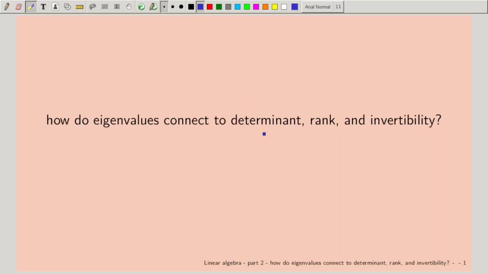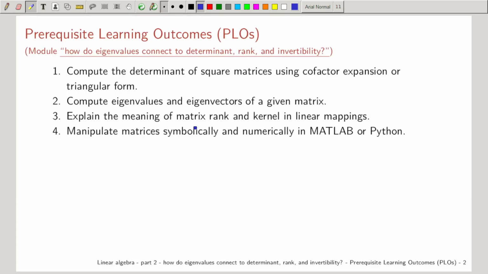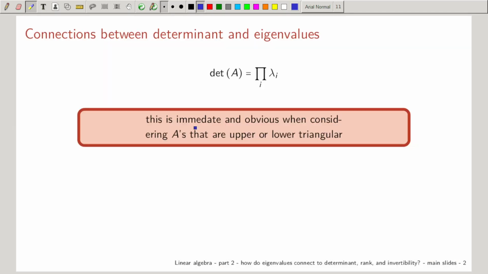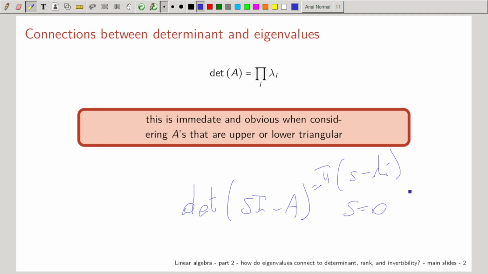How do eigenvalues connect to stuff that you already know? Determinant, rank, and invertibility. In a certain sense, the determinant of A is the determinant of sI minus A whenever s is equal to 0. True? And then we have that this is the product of s minus lambda i's. True? And then for s equal to 0, we get this expression here.